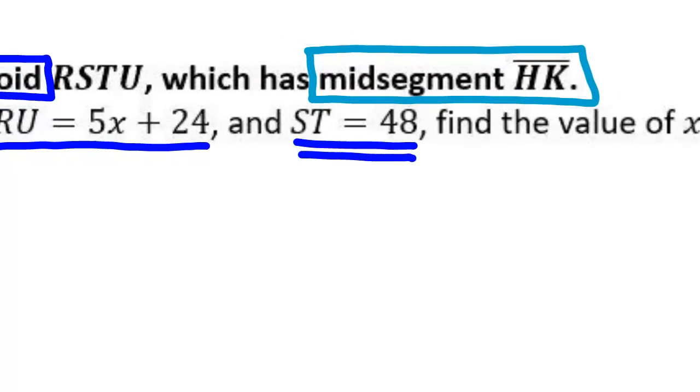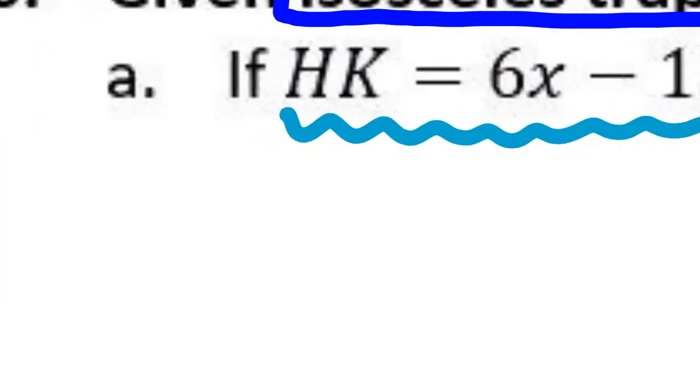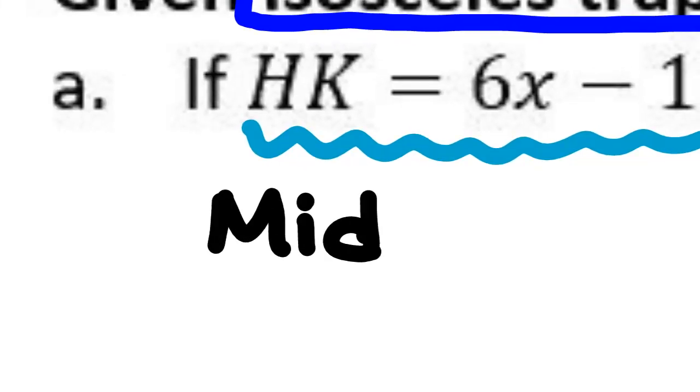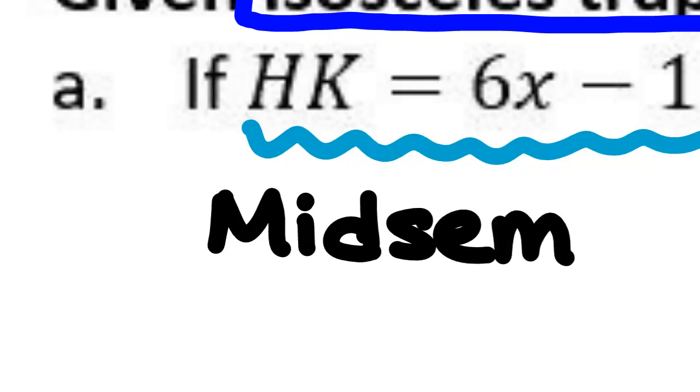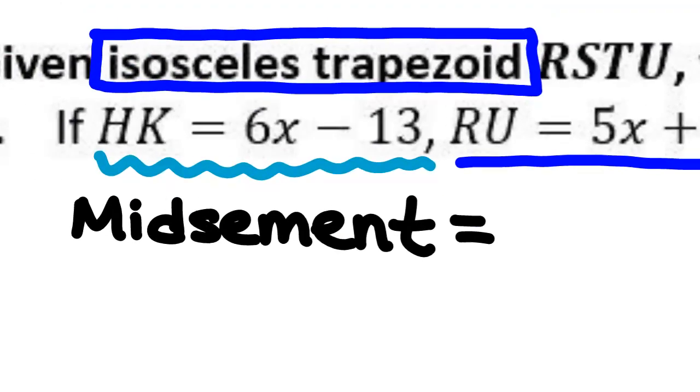Well, where's X in my picture? Yep. It's on the mid segment, and it's down here on RU, which is one of my bases. Since X is part of my mid segment and it's part of my base, I need an equation that has both the mid segment and the base in it. So we're going to use our mid segment formula that we learned yesterday. The mid segment of a trapezoid is equal to what?